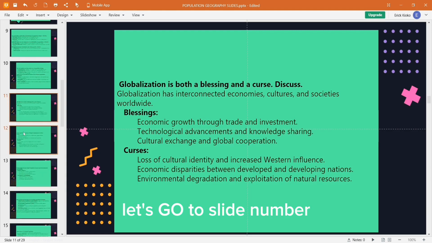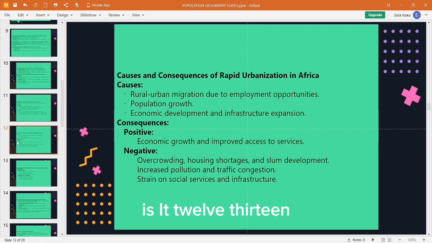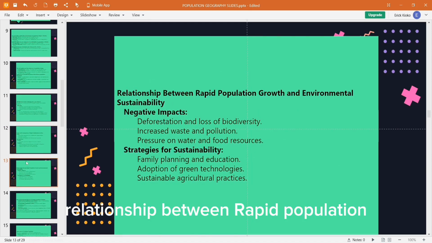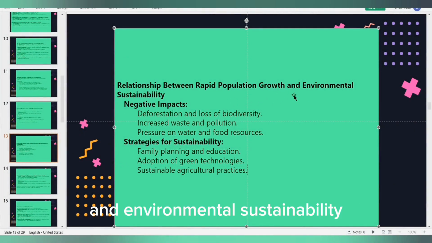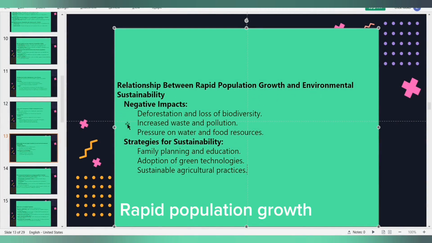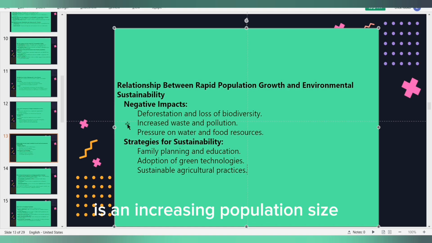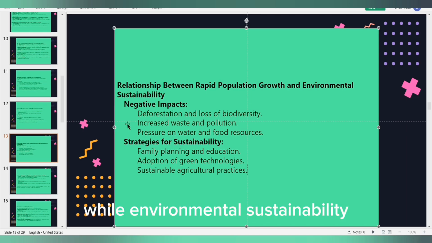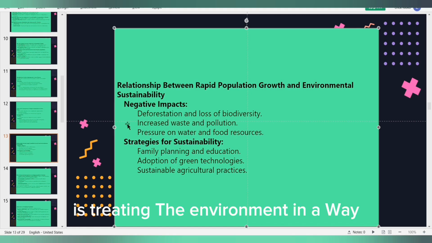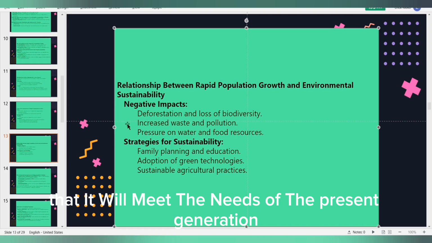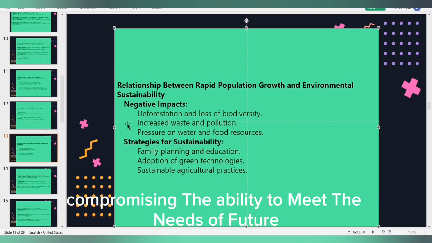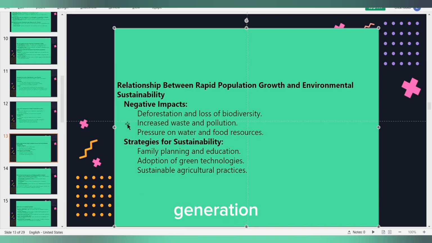Let's go to slide number 13. We have the relationship between rapid population growth and environmental sustainability. Rapid population growth is an increase in population size at a fast rate, while environmental sustainability is treating the environment in a way that it will meet the needs of the present generation without compromising the ability to meet the needs of future generations.